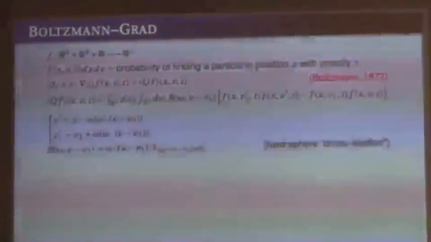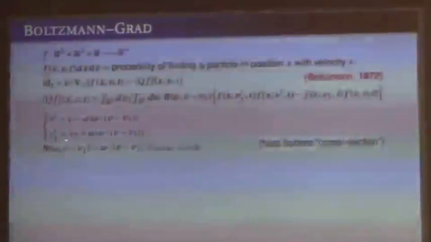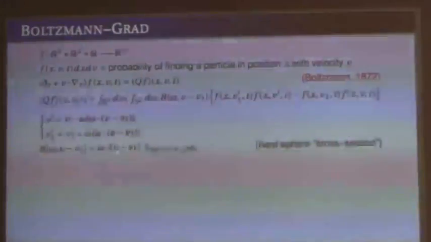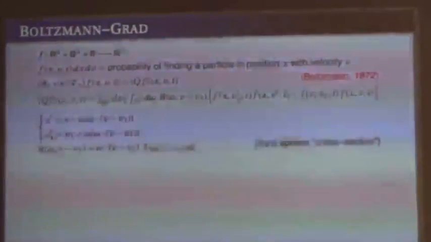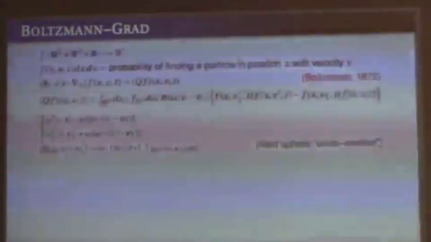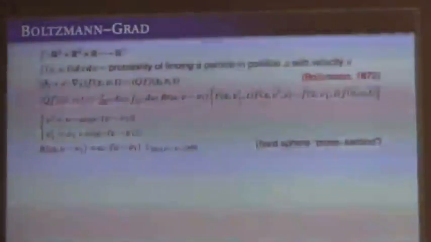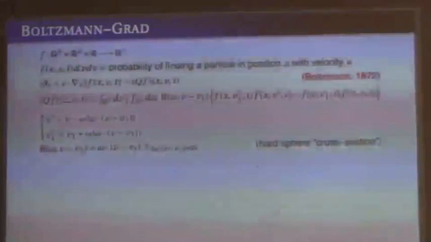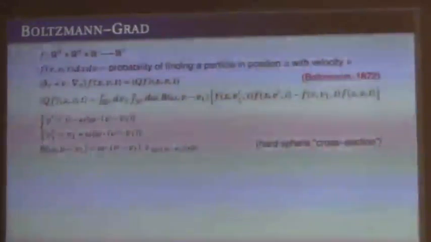So the simplest case is when the function b is exactly the scalar product between ω and v minus v1, and this corresponds to the elastic collision between billiard balls. And I will be concerned with exactly this interaction for most of the next slides.